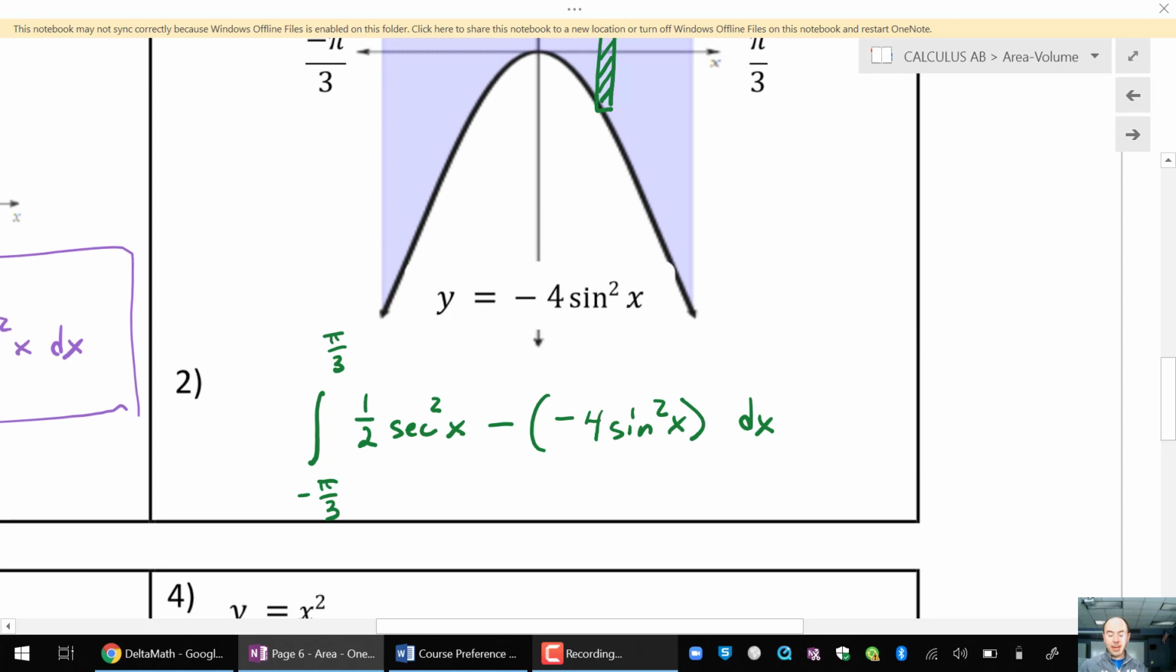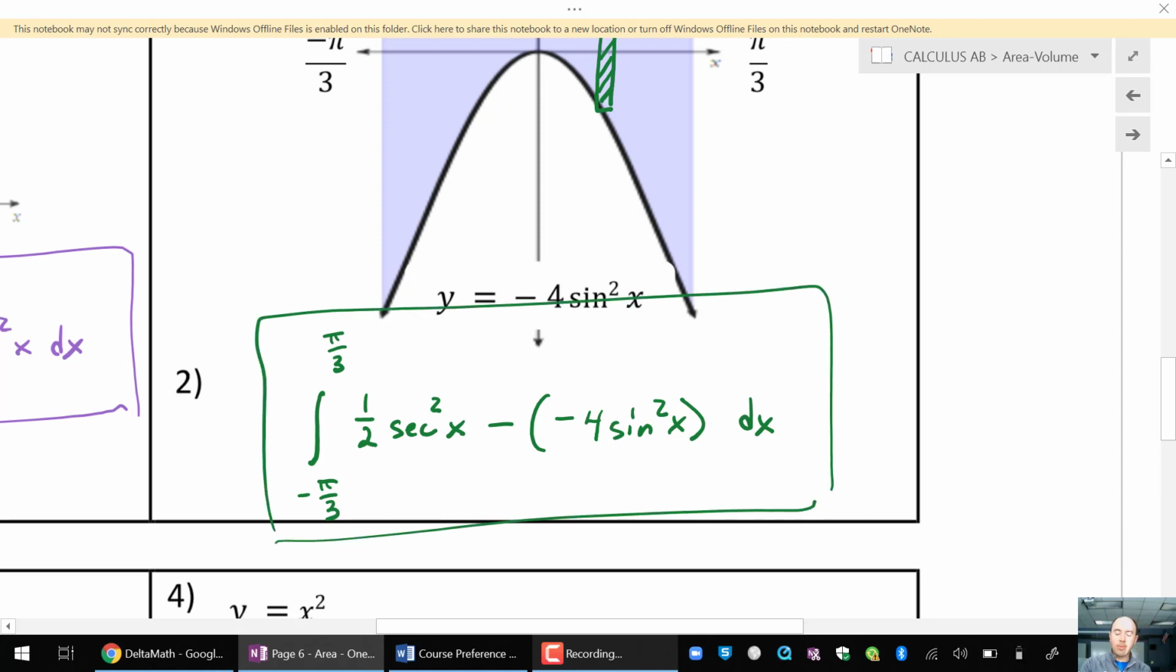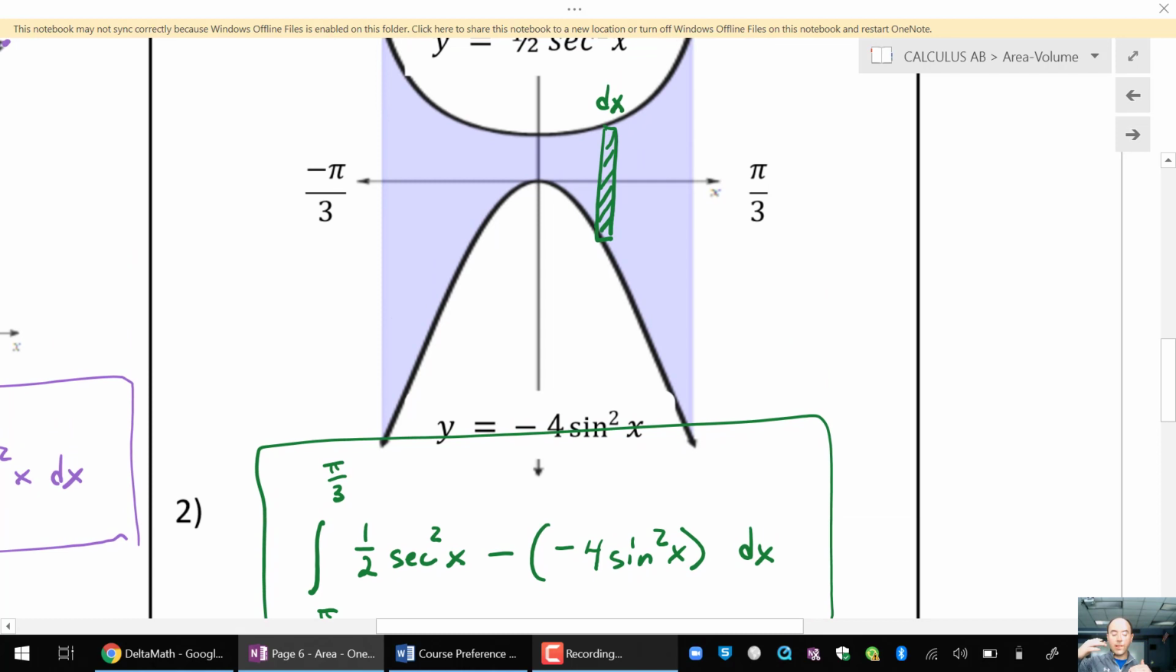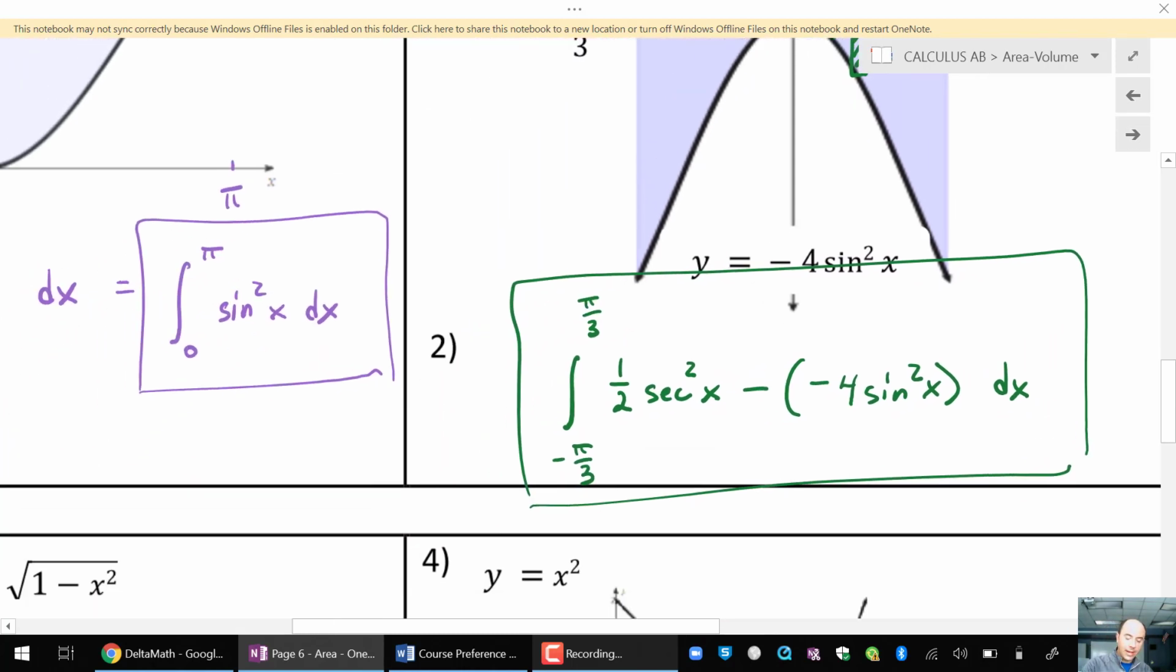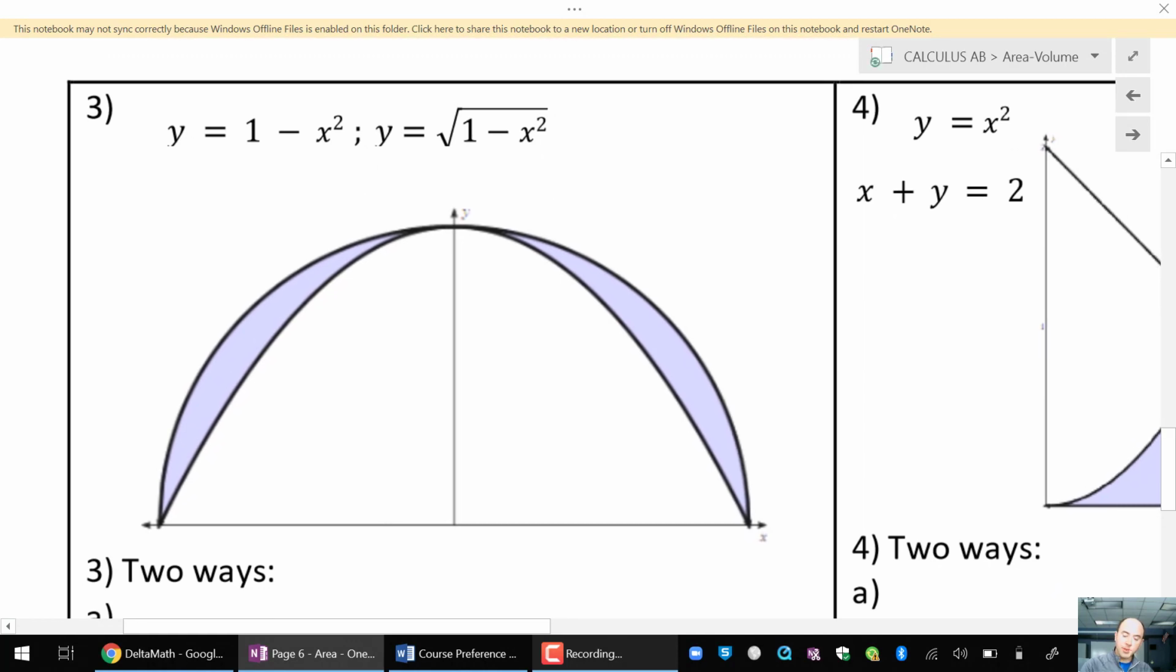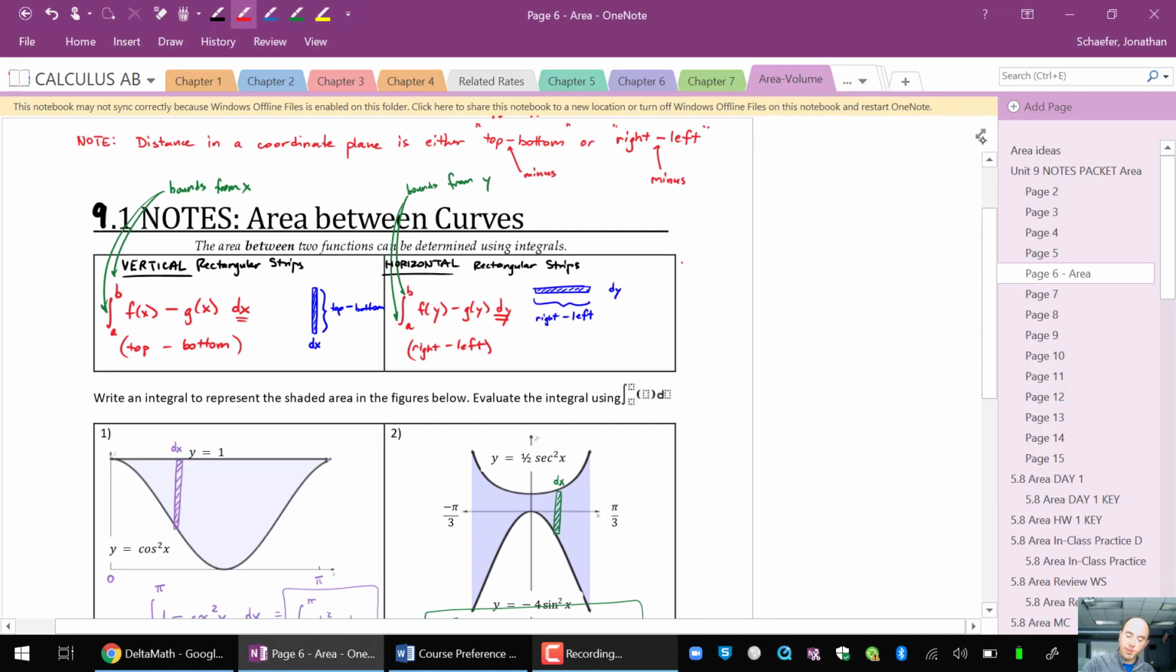And that's it. That's my integral. I could use my calculator to find the value and approximate the solution to a decimal point. But this integral is the written expression that represents the area between those two function curves. How about number 3? We'll keep on going. I'll do this one and then one other example for you before we close.